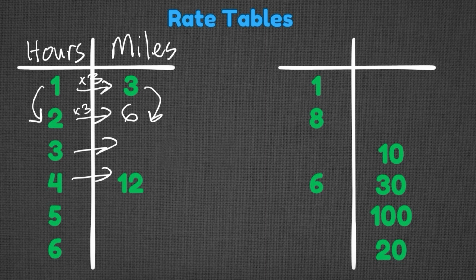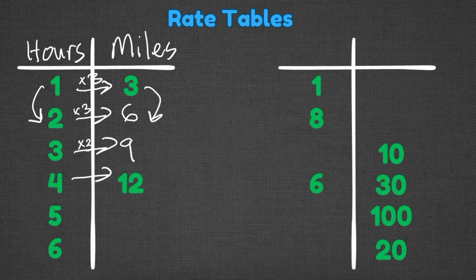And for a rate table, the expectation is that you can fill in all of the missing numbers. Now we can go down and solve this by just seeing that everything from hours to miles is 3 times bigger. For every 1 hour, there will always be 3 miles. But there's another relationship at play here too.